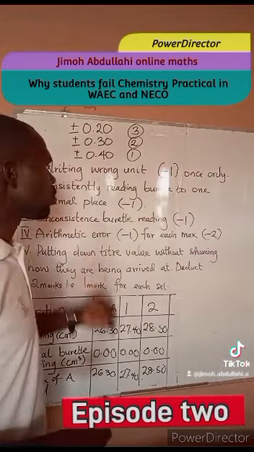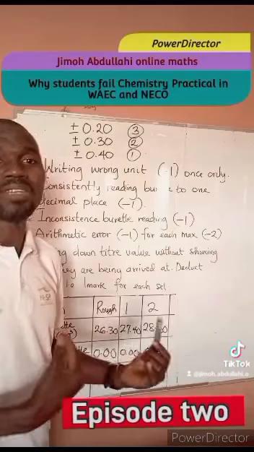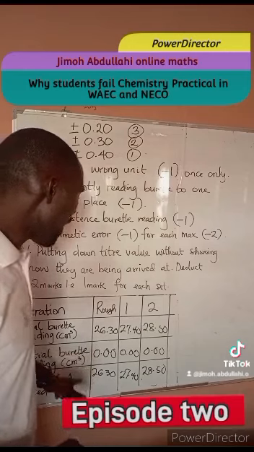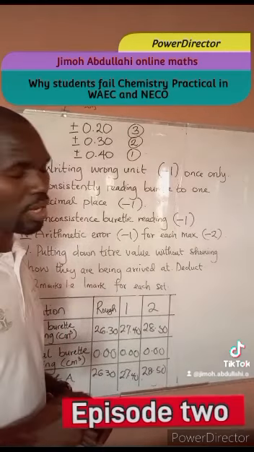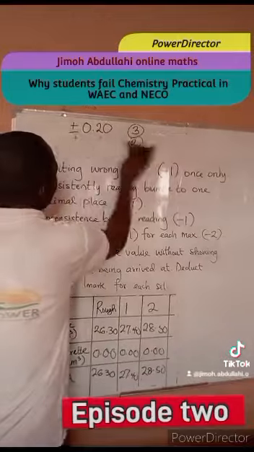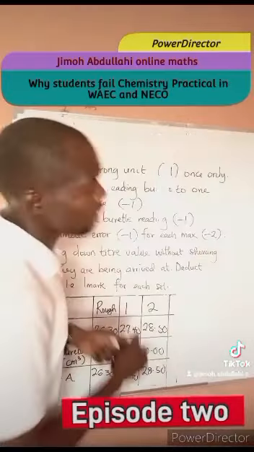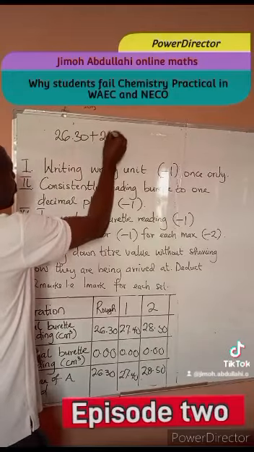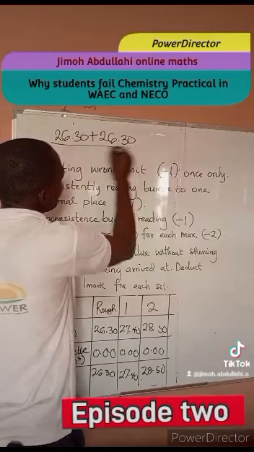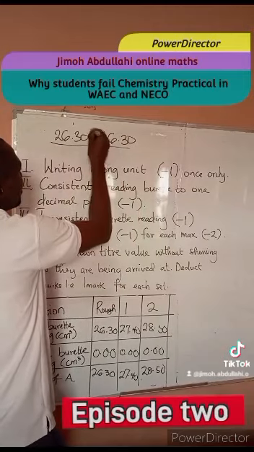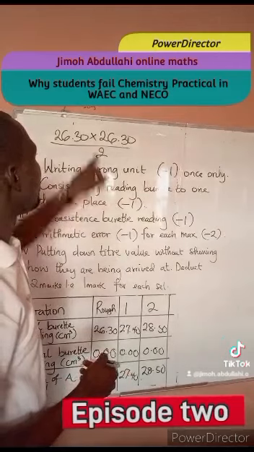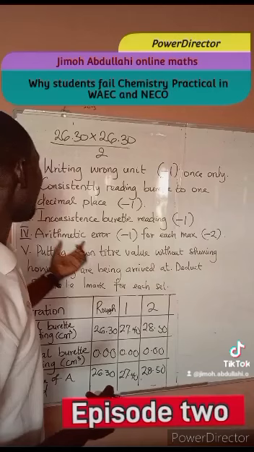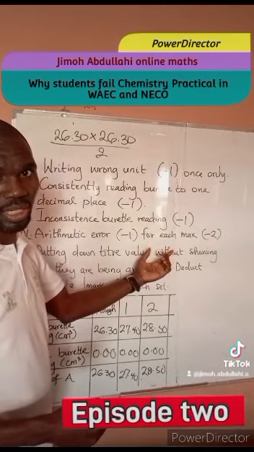So the next thing is arithmetic error. Now, this arithmetic error is always observed when you are finding your average titre value. You discover that some students, while adding, instead of adding, I think there was a time I saw one student, instead of writing 26.30 plus 26.30, let's say you are taking 2 values, the student puts times here. Now, when he multiplied, he got a very big answer. So that is part of the arithmetic error we are talking about.